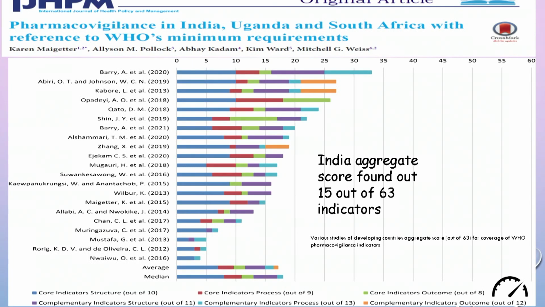One of these is a study done by Karen Megetter in 2015. I must say that 2015 was the year in which this indicator guideline was released by the WHO. In that study, India got an aggregate score of 15 out of 63 indicators. 63 means 27 core and 36 complementary. So India was lagging behind many other countries, especially developing countries.